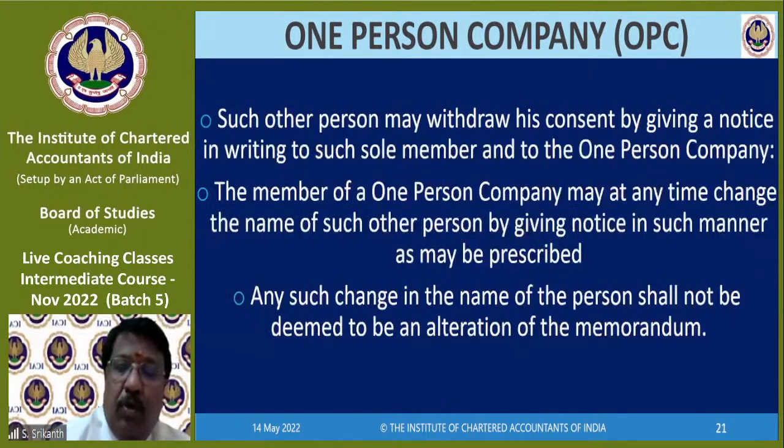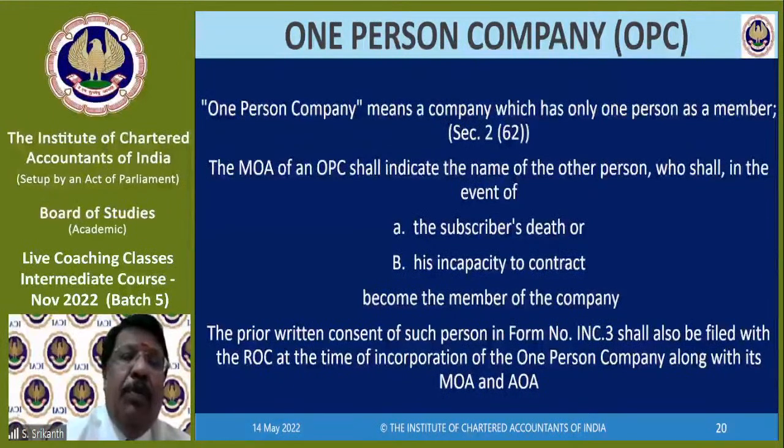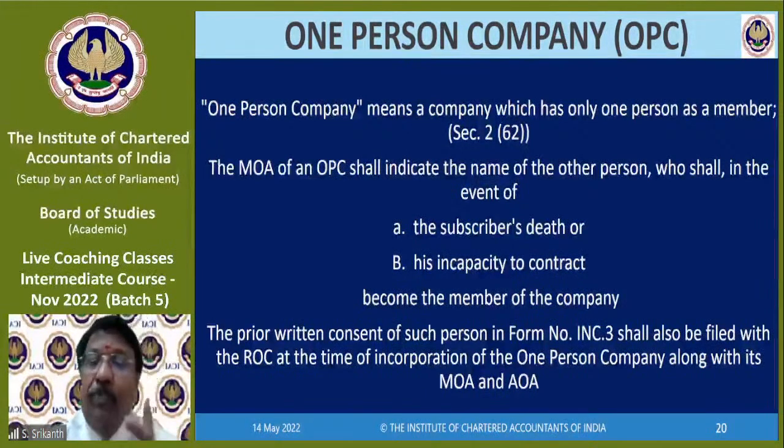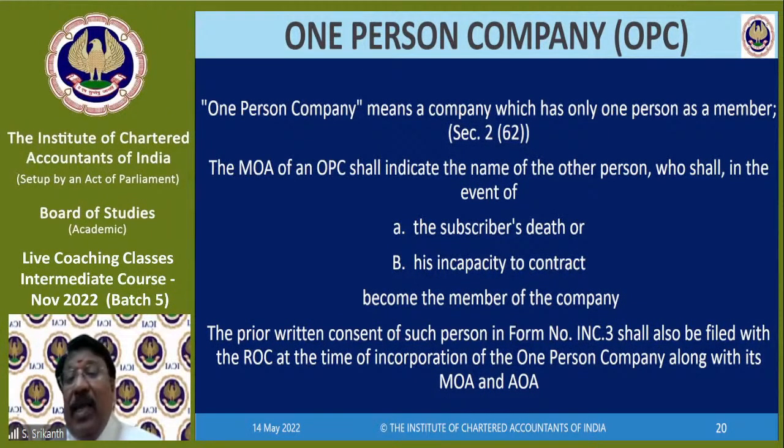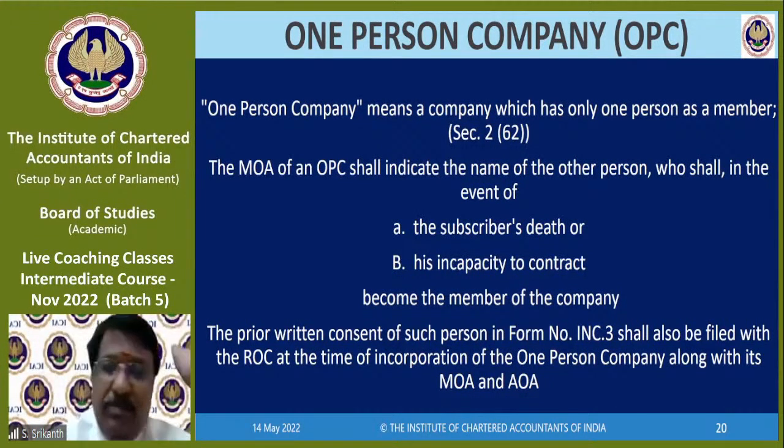Wonderful. So, important points to remember. OPC will have only one member. The same person can be a director. It can have any other person also as director. More than one director possible, but only one member. Also, the OPC should indicate the name of another person who will, in the event of the subscriber's death or incapacity, become the member of the company. Okay. His or her consent should be obtained in form number INC3.